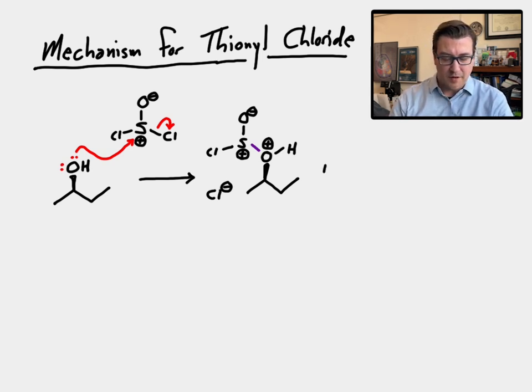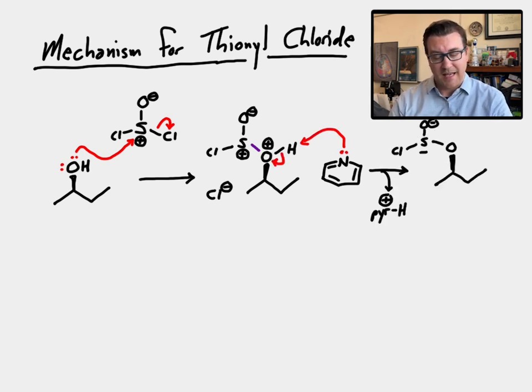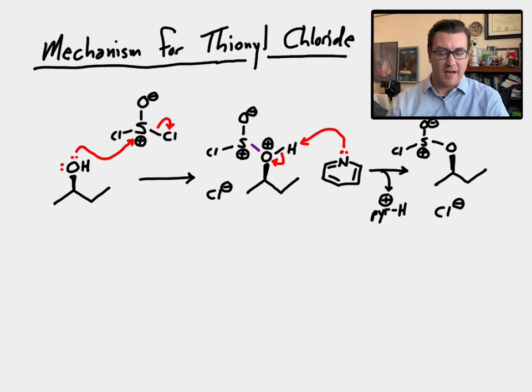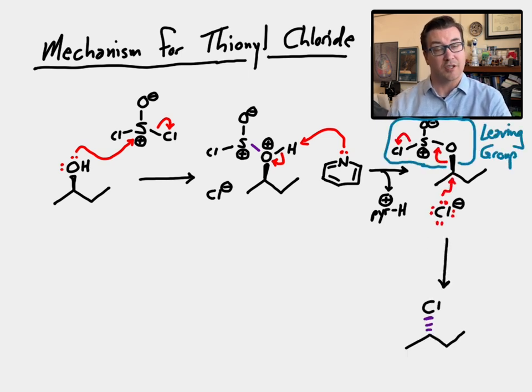Now we will invoke that pyridine is in solution. It's going to act as a base, and it's going to deprotonate this oxygen that has a formal positive charge to give us this neutral molecule here, and we will lose pyridinium as the counter ion. Here, chloride can come in and act as a nucleophile because this whole top portion is a good leaving group.